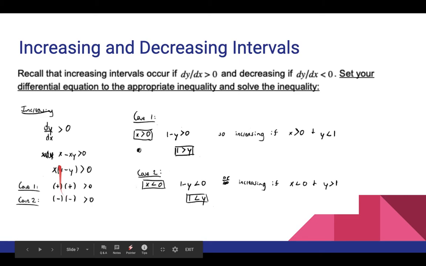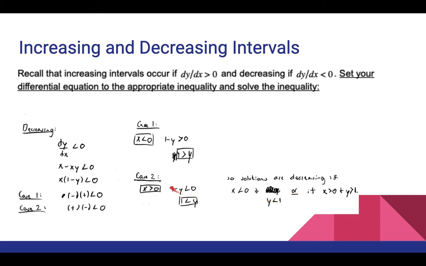And then in case 2, where x is negative and 1 minus y is also negative, we're going to have x less than 0, aka x is negative, and we're going to have 1 minus y less than 0, aka 1 minus y is negative as well. So solving for this inequality is going to give us 1 is less than y, or our differential equation is going to be increasing if x is less than 0 and y is greater than 1. So we have our conditions for increasing and decreasing with this differential equation right here.